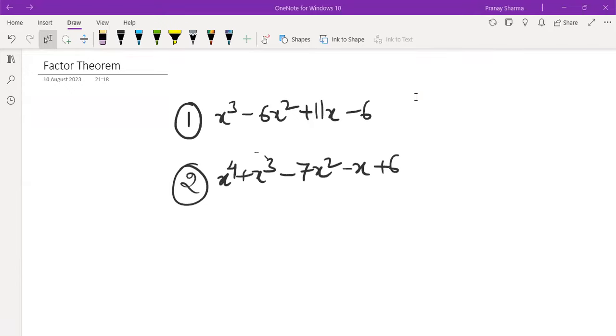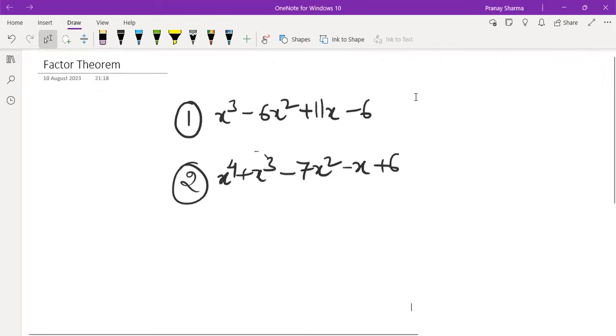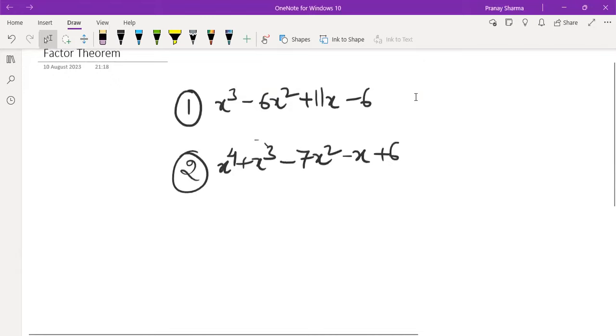I'll try to explain what we understand by factor theorem and why we are using factor theorem in order to simplify this. Why don't we have any other mechanism? And if there is any other mechanism, then how can we have the same approach? So let us have a look here. I hope my screen is visible. Yeah, so the very first question is x cube minus 6x square plus 11x minus 6. We need to factorize this using factor theorem.